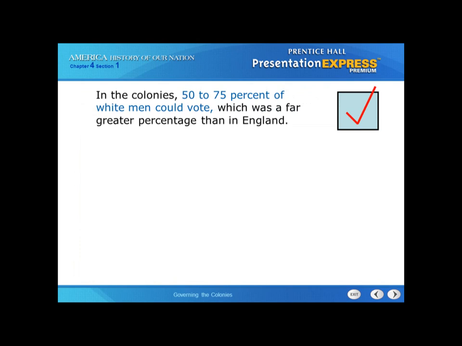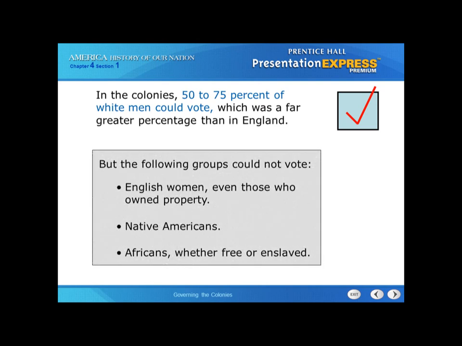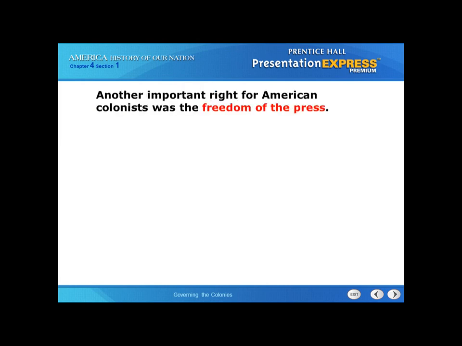In the colonies, 50 to 75% of white men could vote. That was way more than in England. That was definitely different. But the following groups could not vote: English women, natives, who weren't citizens, and Africans, who weren't citizens either, whether they were free or enslaved.